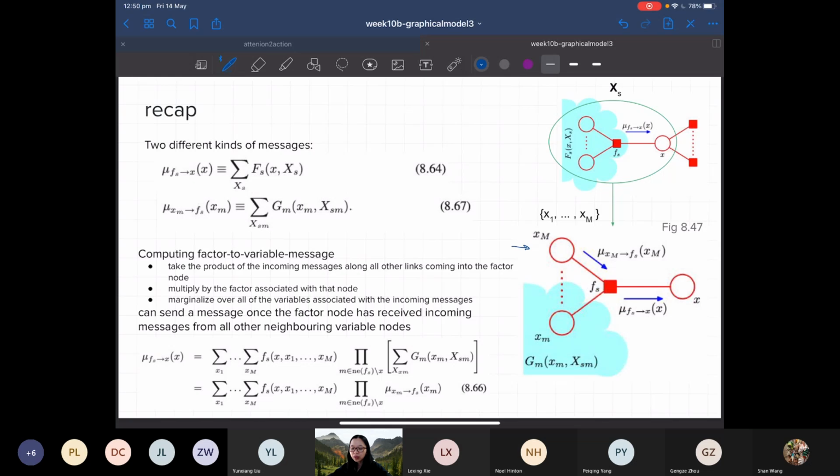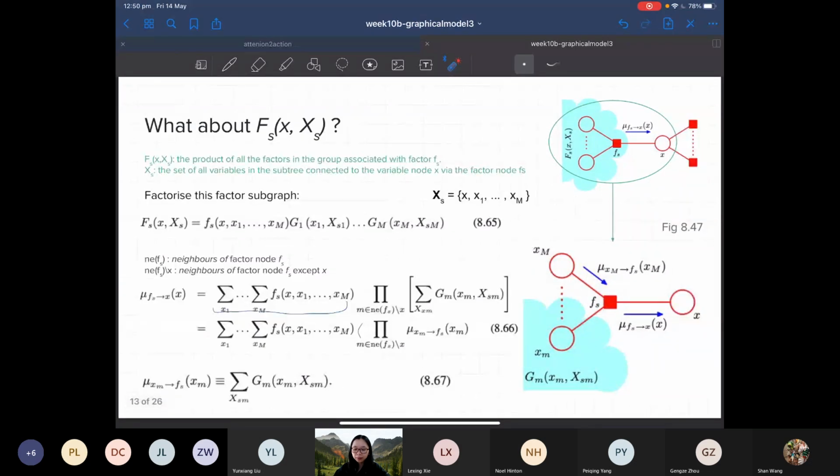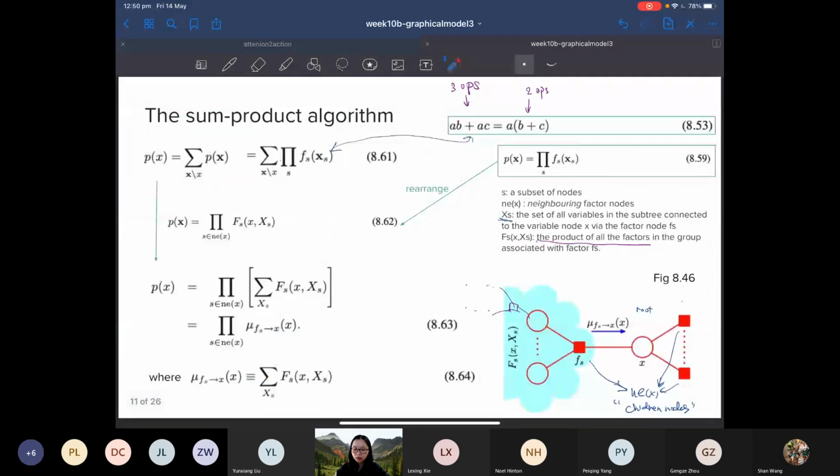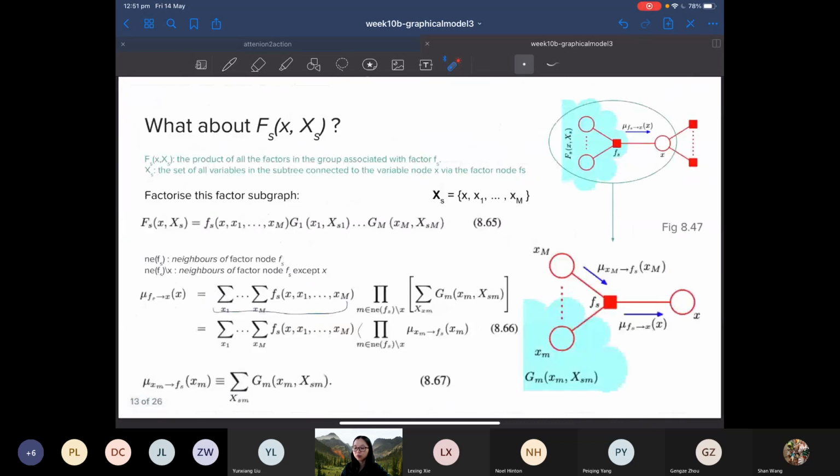So in this case, it's actually simple, because what we are doing is simply a multiplication. Because this is a variable node, we're just going to do a multiplication of the factors. So we're just going to multiply the factor to node messages that are connected to the corresponding node. We're going to multiply the messages from here and here. And as necessary, we'll marginalize out that particular variable as well.